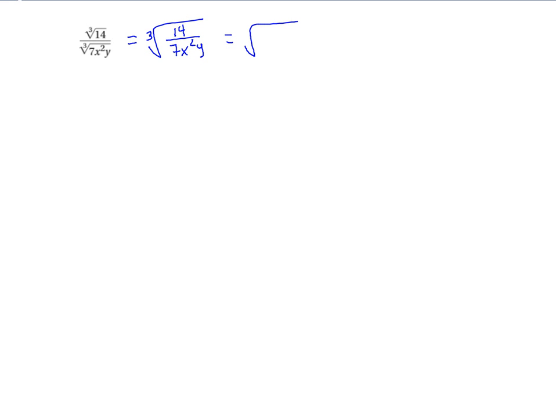So it's going to equal the cube root of 2 over x squared y. Okay, and then we're going to split it up into two different cube roots. So cube root of 2 over the cube root of x squared y. Now, switch my color here. We want to multiply by rationalizing your denominator. Multiplying by 1. Coolest thing about math is you can multiply by 1 and change everything up.